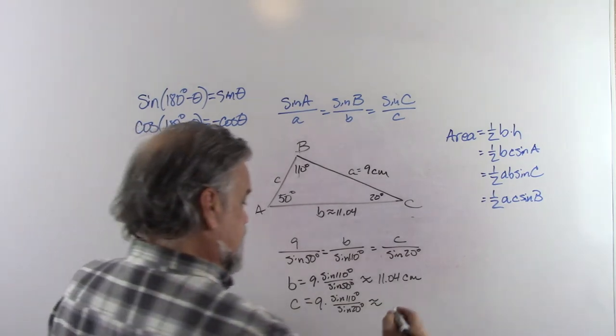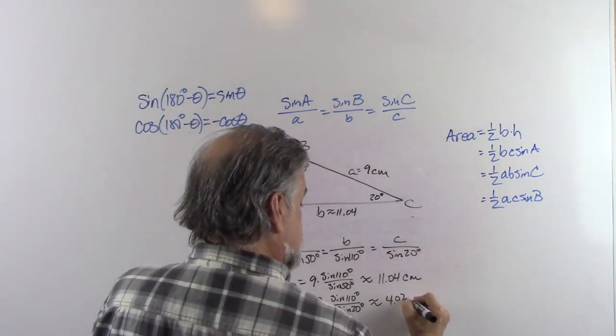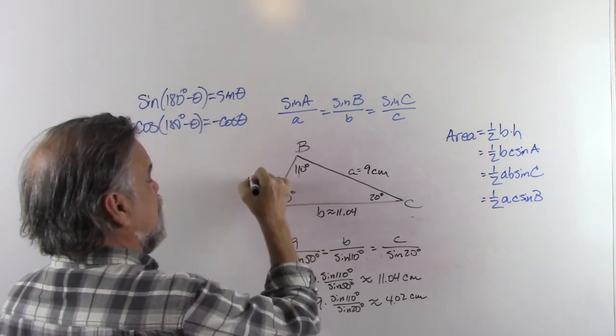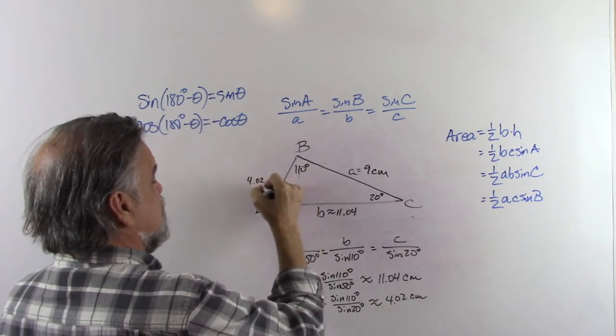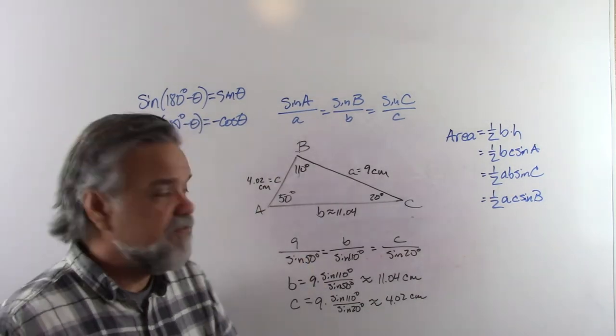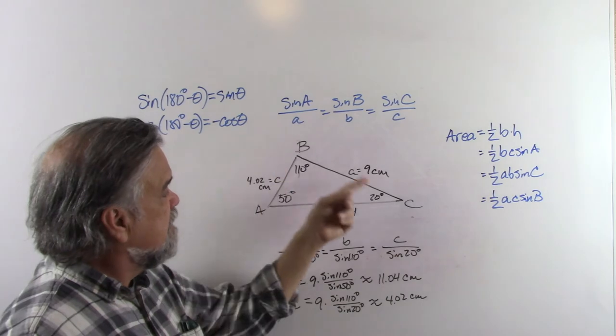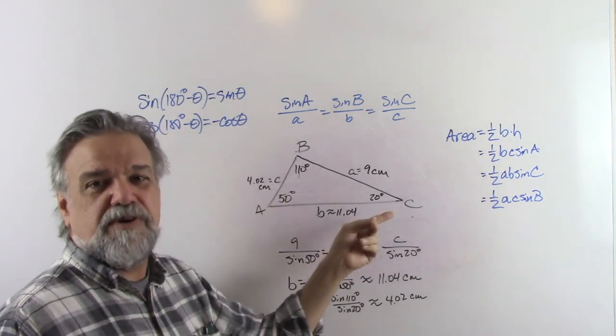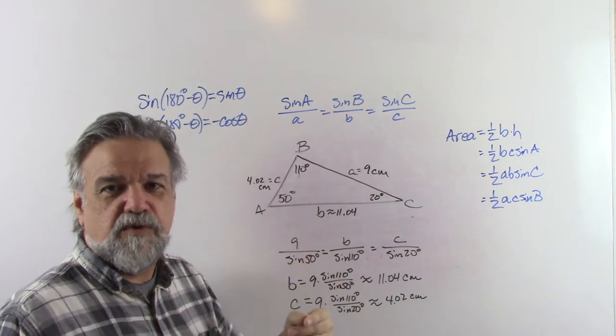And this turns out to be 4.02 centimeters, okay? So this will be 4.02 centimeters. All right, cool. Well, that was easy enough. So basically what I'm seeing here is that if I have two angles of a triangle, then I pretty much have the third angle too. You just subtract from 180.